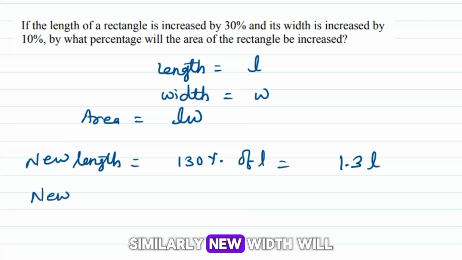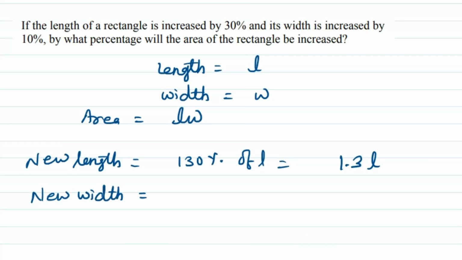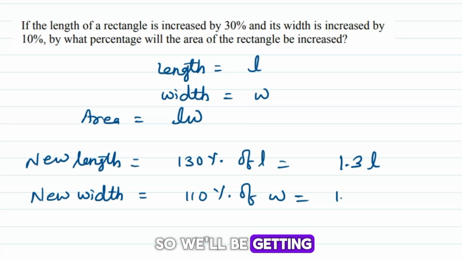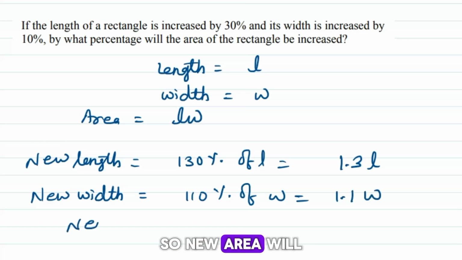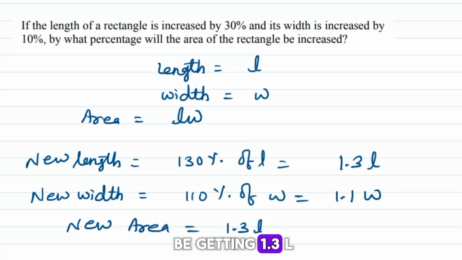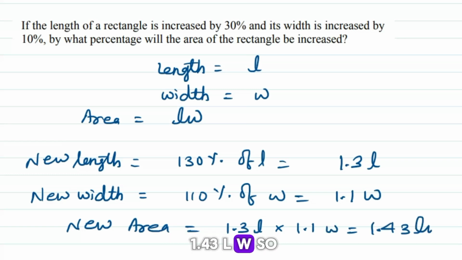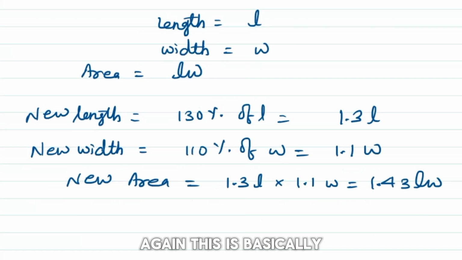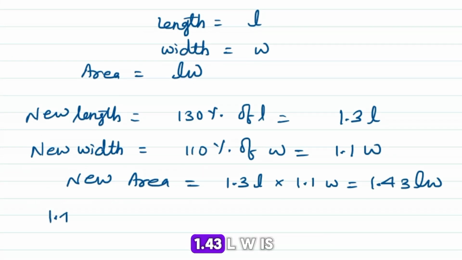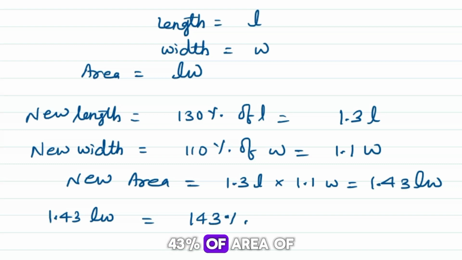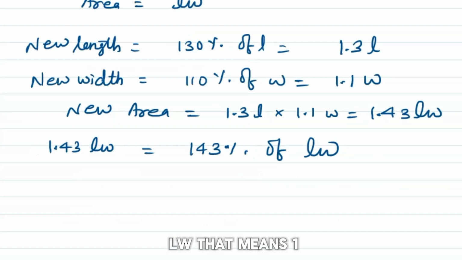Similarly, the new width will be a 10% increase, so 110% of W. So we'll be getting 1.1W. So the new area will be 1.3L times 1.1W, that is equal to 1.43LW. You can see again, this is 1.43LW, which is equal to 143% of LW. That means we can say that a 43% area has been increased from the original.